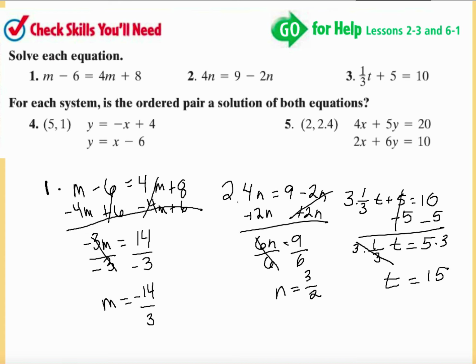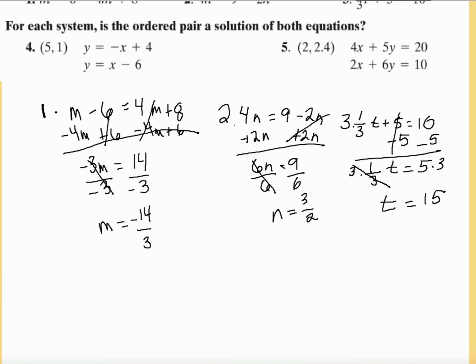Okay, for problems 4 and 5, they ask us to see that this point that we're given is a solution to the system. What that means is it wants to see if this is a point that works for both equations. Ultimately, if it does work for both equations, that means that that's the point where those two lines cross. So the best way for us to figure that out is to actually just go ahead and substitute these values in. So in this first one, our point is 5, 1, so our x value is 5 and our y value is 1.